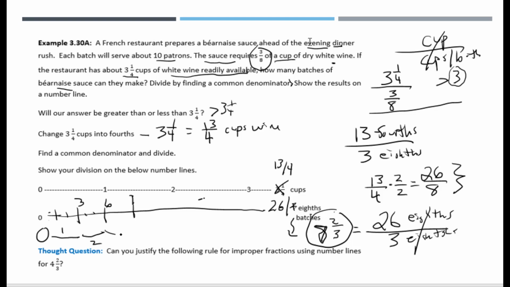9, I get 3 batches. 12, I get 4 batches. 15, I get 5 batches. 16, 17, 18 eighths, I get 6 batches. 21 eighths, I get 7 batches. 24 eighths, I get 8 batches. And with the leftover, that's where the 2/3 comes from. So the main thing to realize here is if the units are the same, that's really nice because they just cancel.